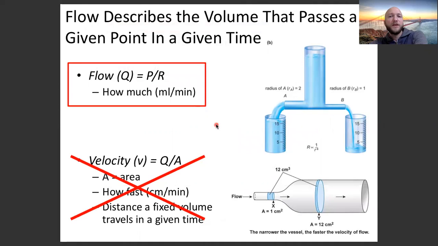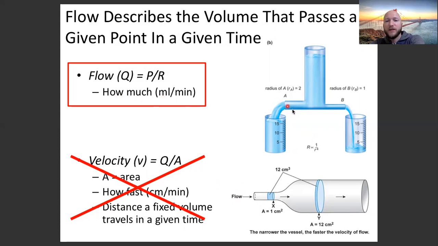Flow describes the volume that passes a given point in a given time. How much per minute? How many milliliters per minute pass through a certain spot? So right here in this example, you can see that there's one column of water providing a certain pressure. So we have equal pressures going into both the left and right tubes.